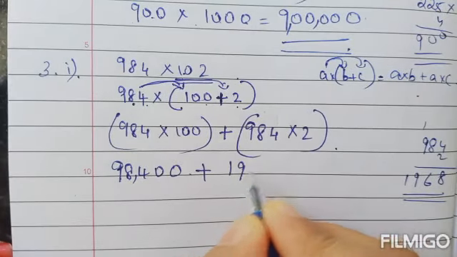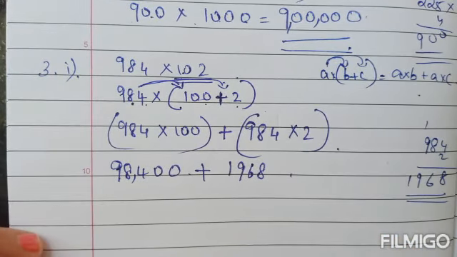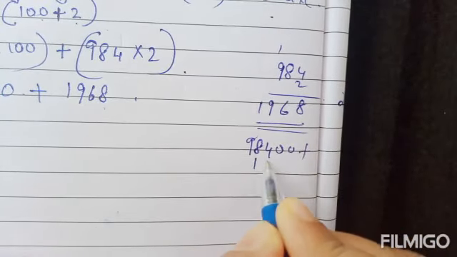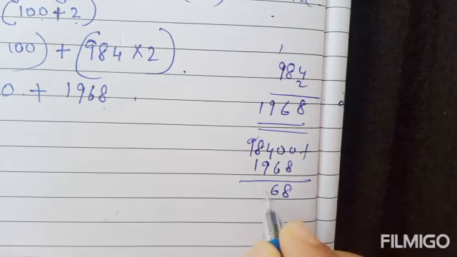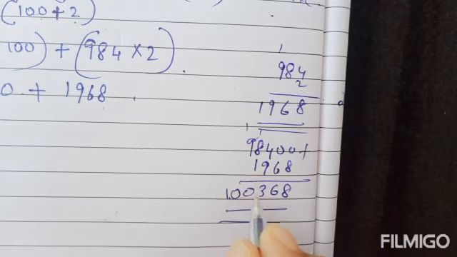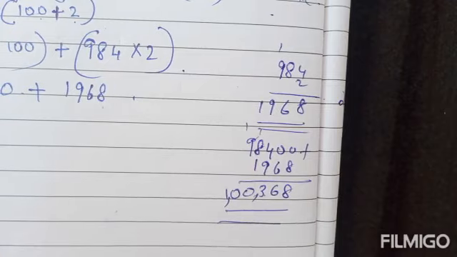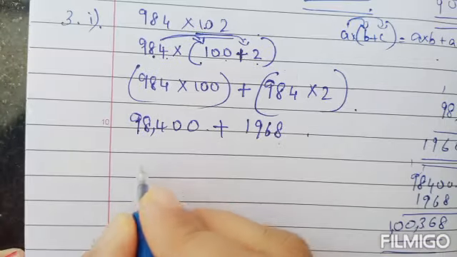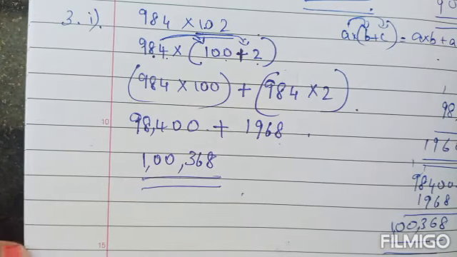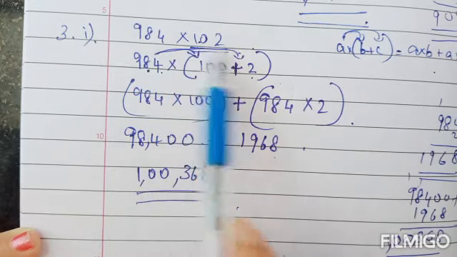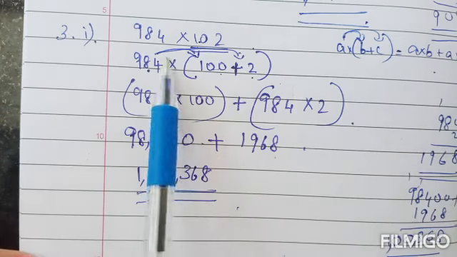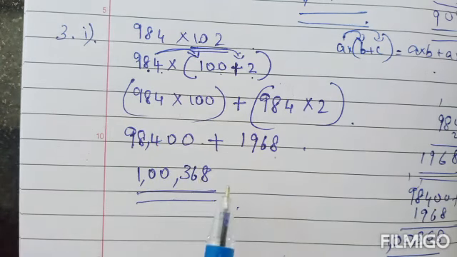So 1968. Now you can add these two. 98,400 plus 1968. What will be the answer? 1,00,368. That is 1,00,368. Okay, so that you can write 1,00,368. Okay, if you multiply 984 and 102, then also you will get this answer only, 1,00,368. Here we find the answer using distributive law.